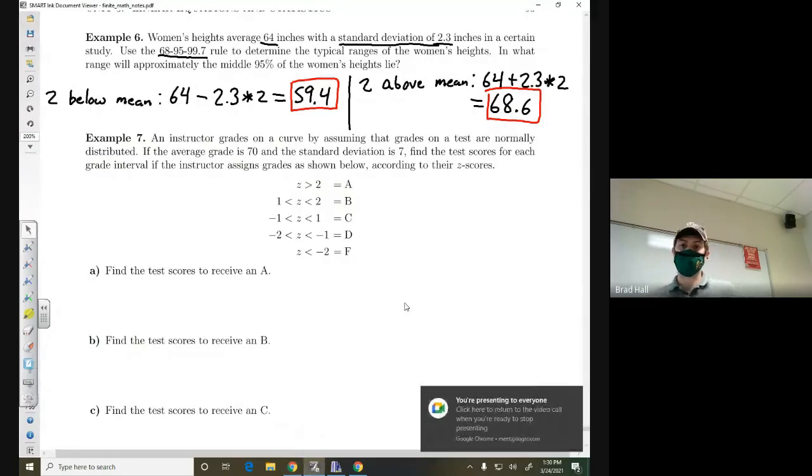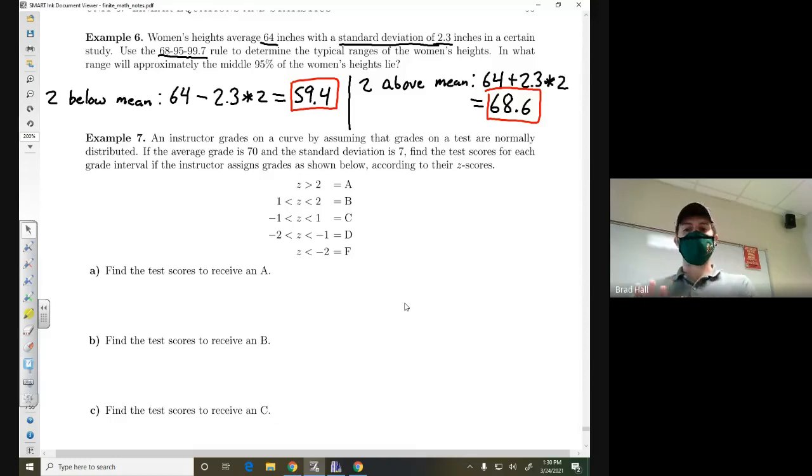Okay, let's move on to example 7. In some classes, so not in this class, but in some classes, teachers will grade using a curve. If you ever go to a graduate program, they tend to do this a lot more than not, because you're kind of competing with your classmates in a sense. Some people grade using a curve, and they're assuming that the grades are normally distributed, which means we can use z-scores and stuff. So that's, again, a formality.